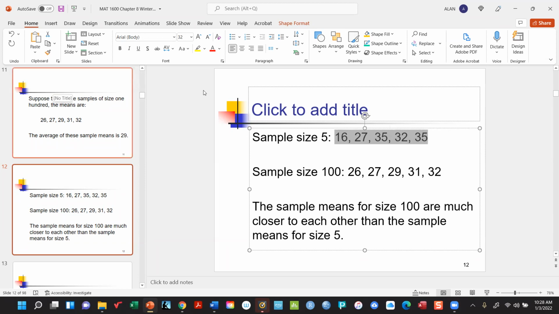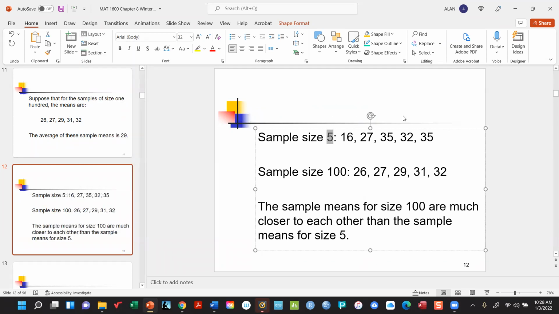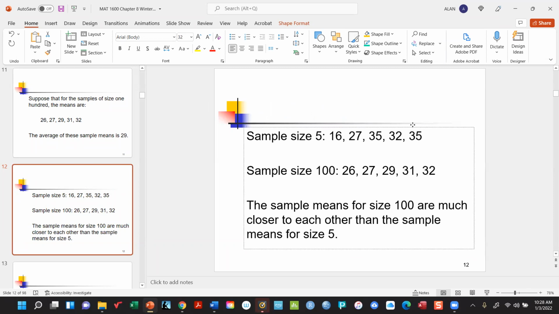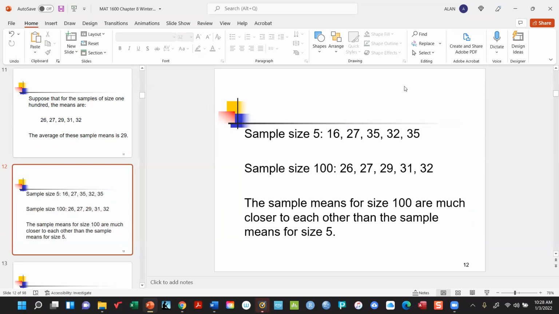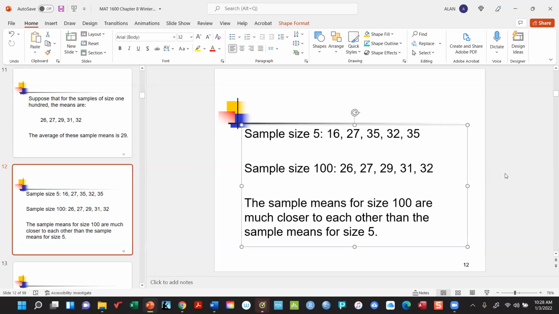Which is what you'd expect, because with a sample size of five, you can have a group of people whose ages are very different from each other. Whereas if you have a sample of 100, there could be some very young people in there and some very old people, but on average, their ages should more or less average each other out. If you have a large enough group and you do have a few older people in there, there'll probably also be some younger people to balance out those ages.